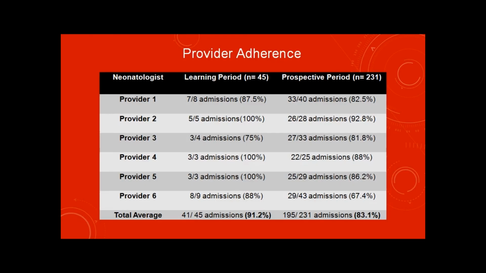Provider adherence. Unfortunately, I was not able to discern the NNPs from the docs because basically it was the doc, the neonatologist of record on the admission note who was put in the provider adherence. And it actually was pretty good, to be honest with you. We averaged 83% with the new guidelines. We know providers have a difficulty with change, but there were still 36 opportunities to reserve antibiotics during that prospective period.